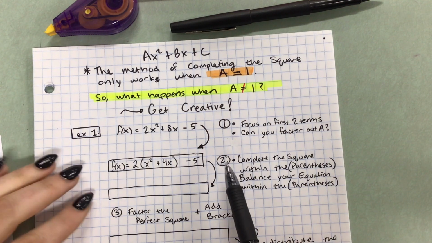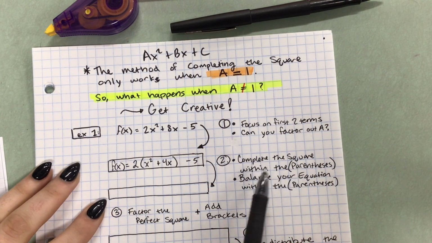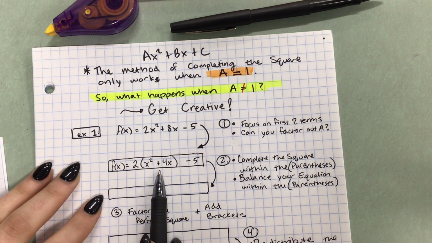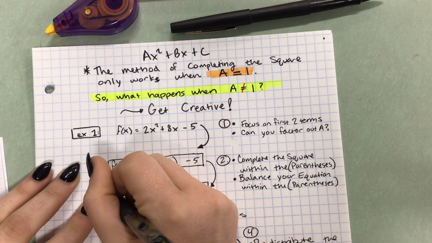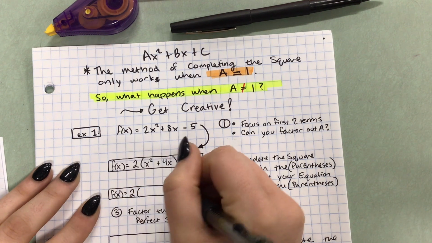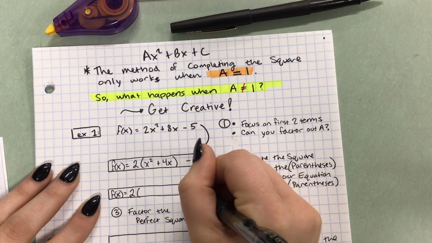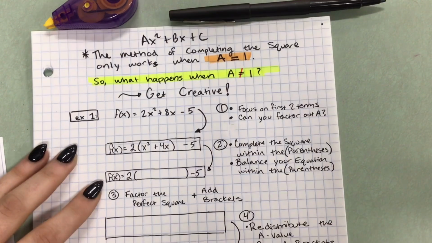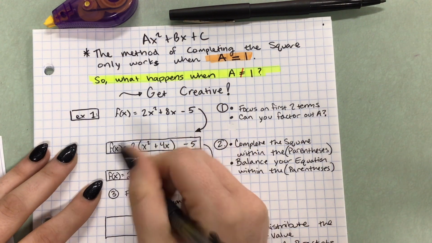All right, step 2. We're gonna complete the square within the parentheses. We're just focusing inside the parentheses. Let's copy everything else as is, because it's not gonna change. Leave some space, minus 5 at the end. So I'm gonna keep this part in the front.